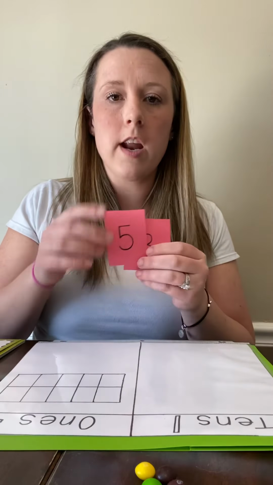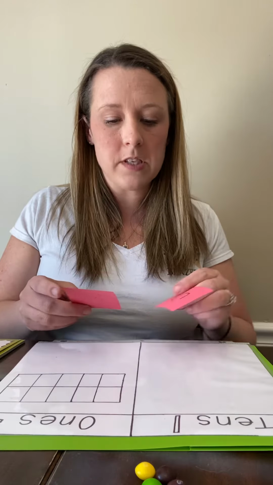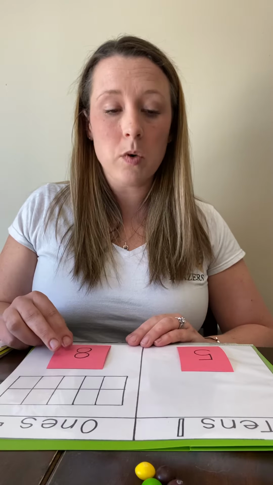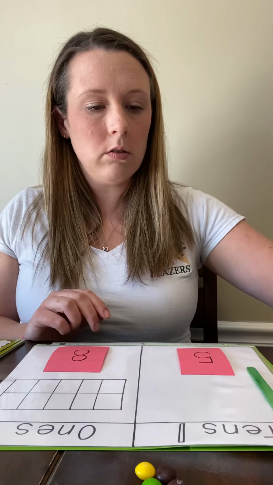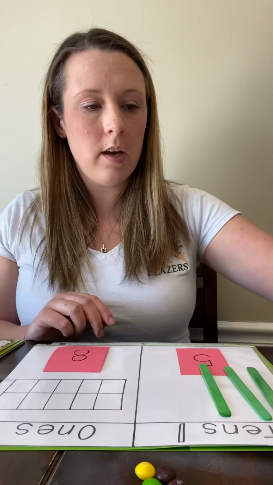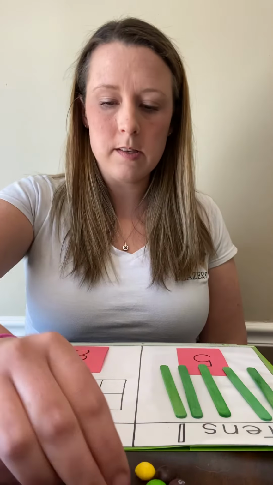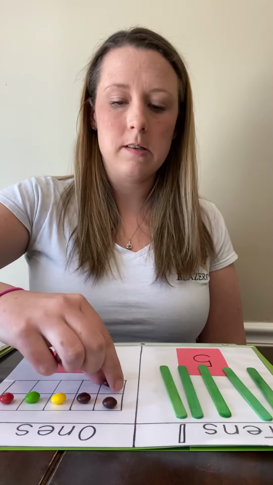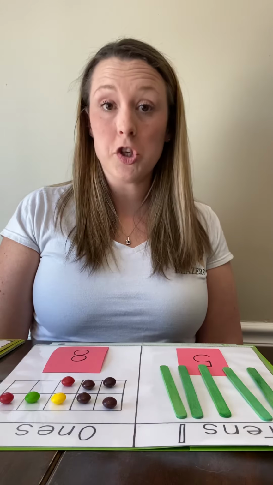So, all right, now we have 58. So I know that when I look at this number 58, the 5 goes in the tens place and the 8 goes in the ones place. There should be 5 tens and 8 ones. So 1, 2, 3, 4, 5, and 8 ones. 1, 2, 3, 4, 5, 6, 7, 8. So that should be 58.